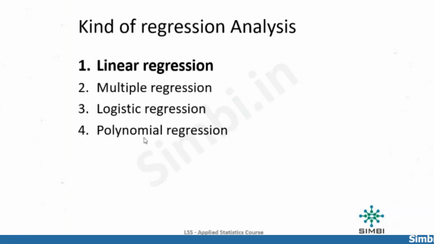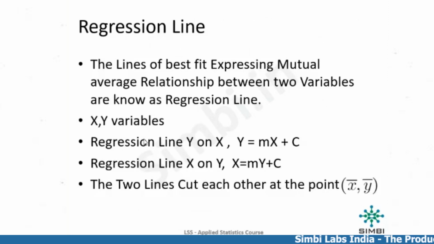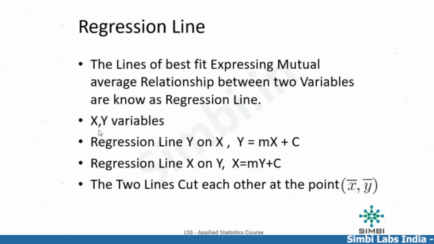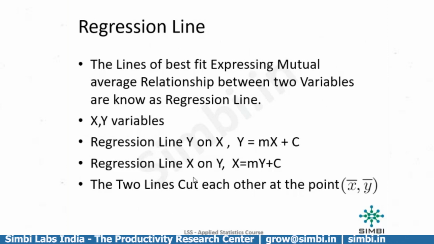And now we see the regression analysis for linear regression. The regression line means the line of best fit expressing the mutual average relationship between two variables. Between the two variables, we are finding the mutual average relationship. Those variables we can consider as x, y. The regression line of y on x we can write as y equal to mx plus c, and x on y means x equal to my plus c. The two lines cut each other at the point of their averages.